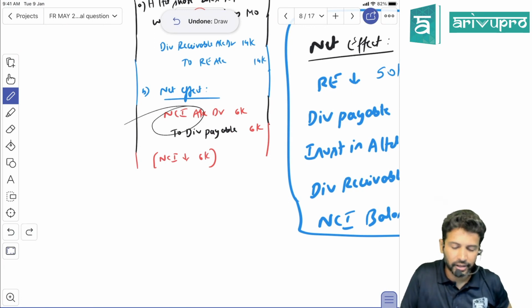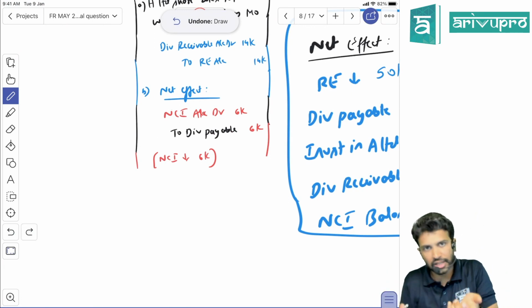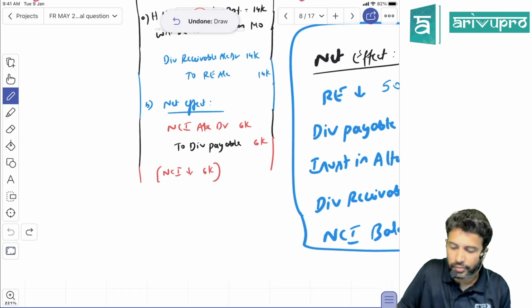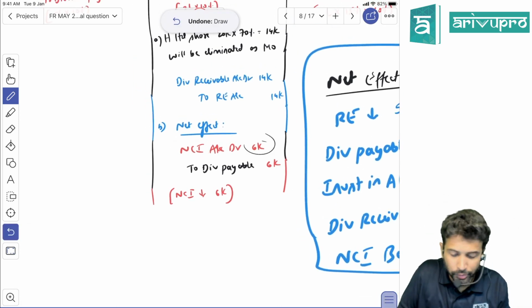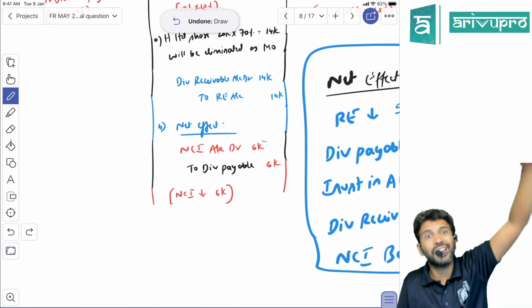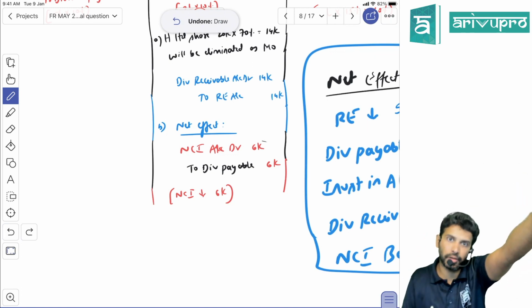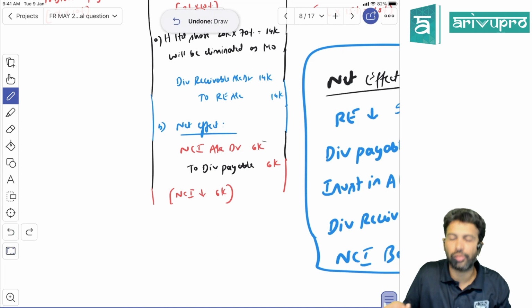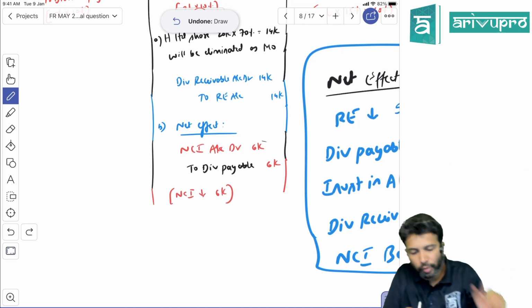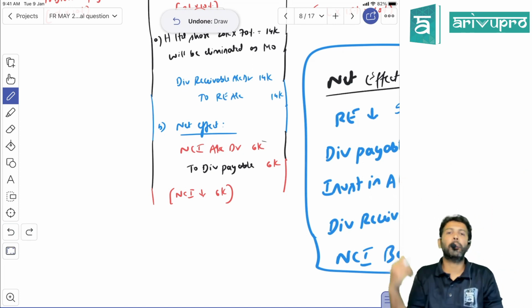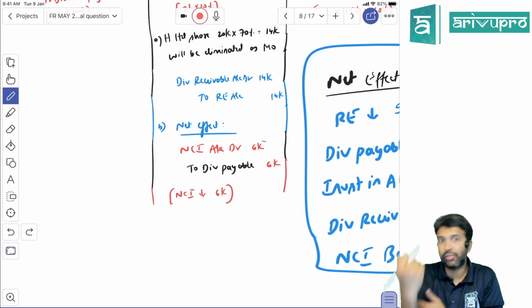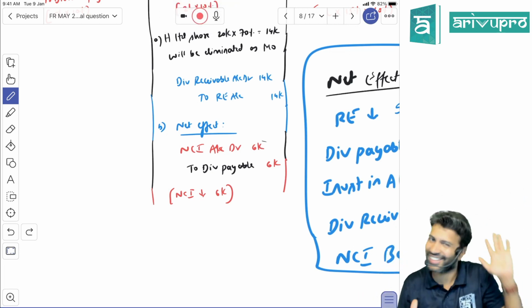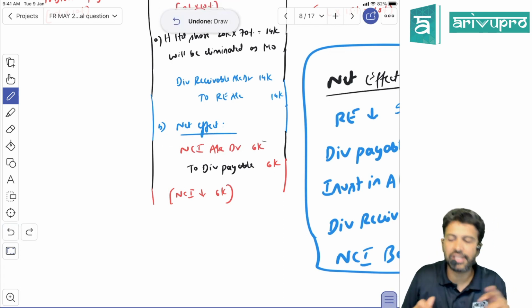Even if you write retained earnings, that retained earnings has to be transferred. If you write retained earnings debit 6,000, that retained earnings is only pertaining to NCI because this is NCI share of dividend. So instead of writing retained earnings to dividend payable, directly you can write NCI, because if you write retained earnings to dividend payable, one more entry you have to pass is NCI account debit to retained earnings. Yes, because NCI share of retained earnings is reducing over here. That's the reason. So I directly pass the entry NCI to dividend payable.